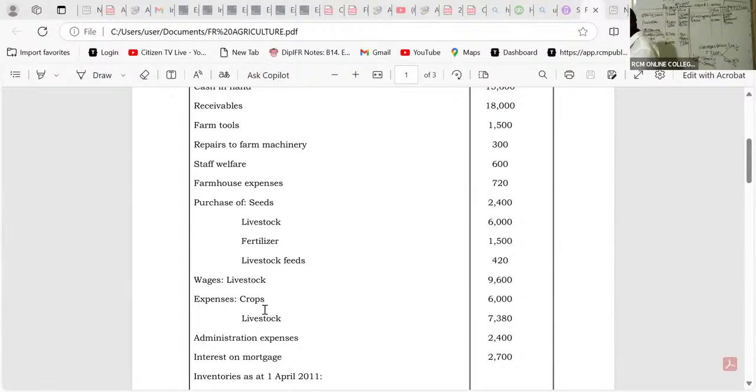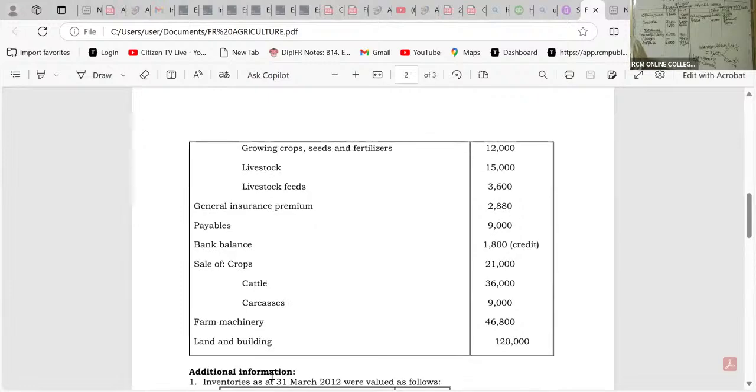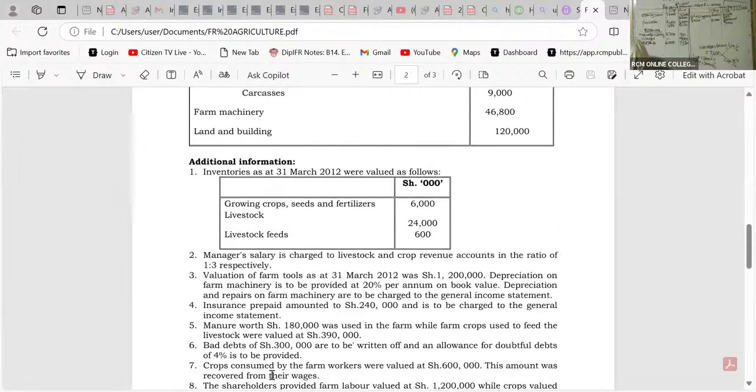All right. We can see inventories at the beginning, which we've already been able to capture. Then I can see general insurance premium. I can see payables here, ladies and gentlemen. Sales, these we have been able to capture. Farm machinery will go to the balance sheet. Land and building will go to the balance sheet. Then let's now look at the notes.